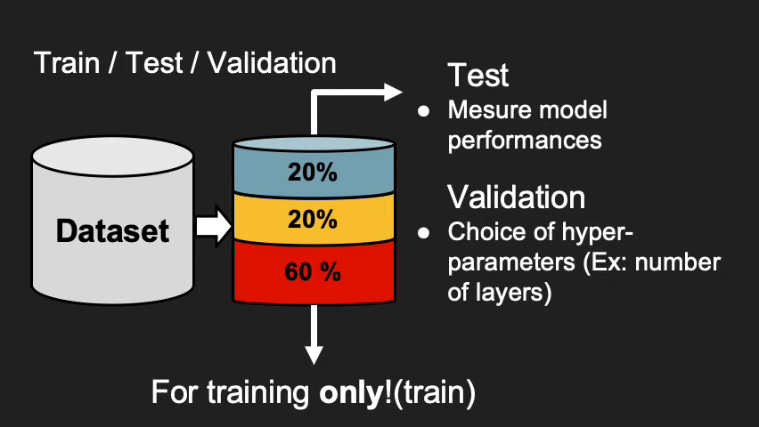And the results you output, the results you're really concerned with, are always the results on the test set, because they measure the performance of the model on examples that the network has never seen before.